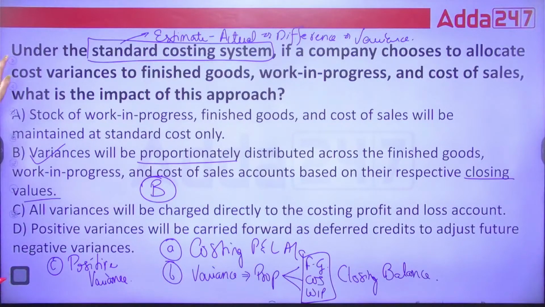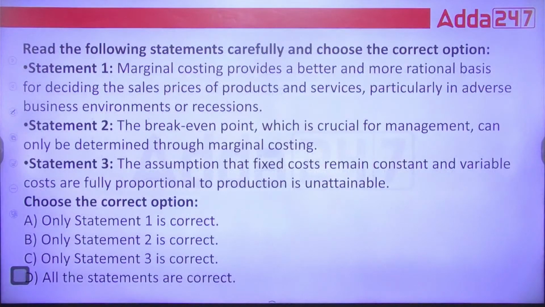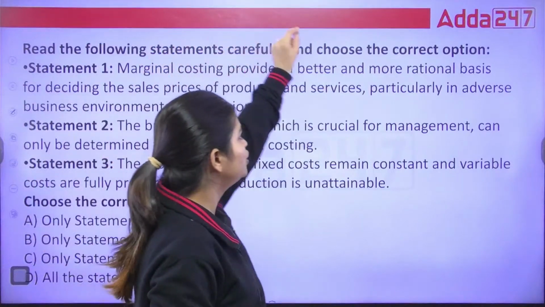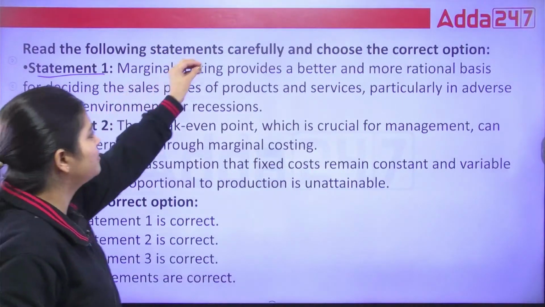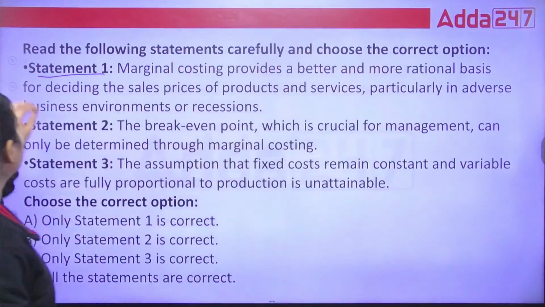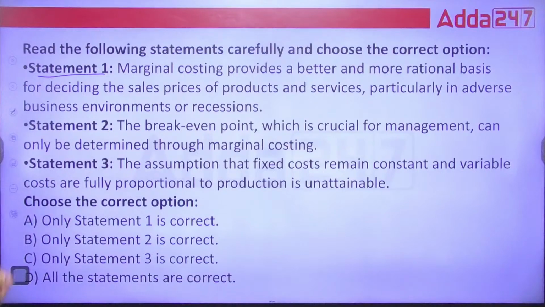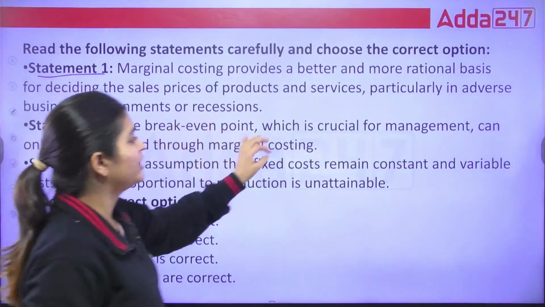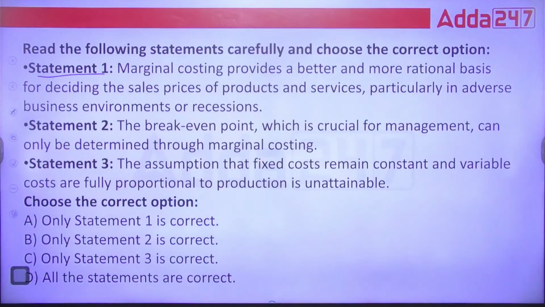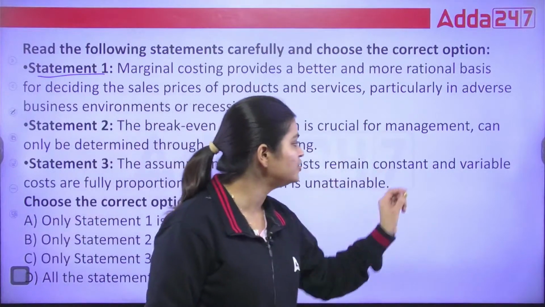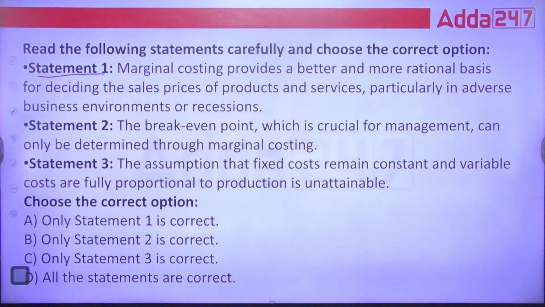Let's see the next question. Read the following statements carefully and choose the correct option. Statement 1 says marginal costing provides a better and more rational basis for deciding the sales prices of products and services, particularly in adverse business environments or recessions. Second statement, the break-even point, which is crucial for management, can only be determined through marginal costing. Third statement, the assumption that fixed costs remain constant and variable costs are fully proportional to production is unattainable.